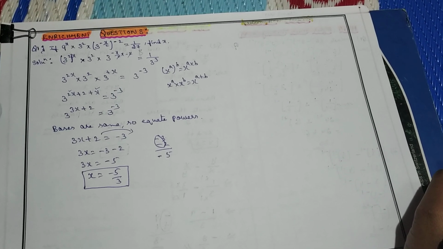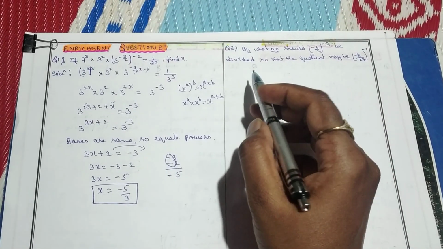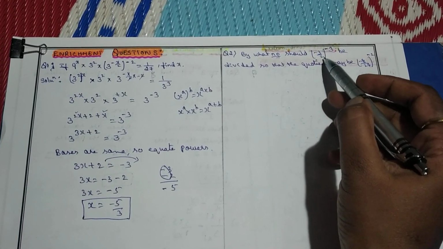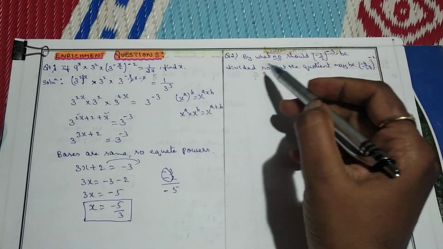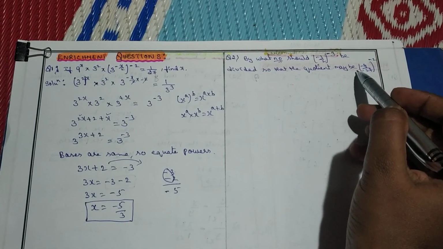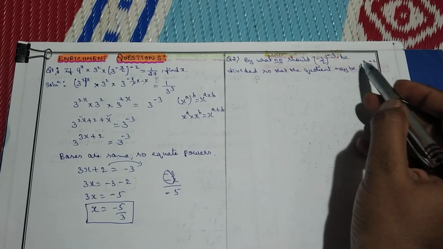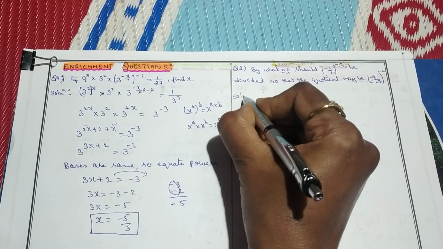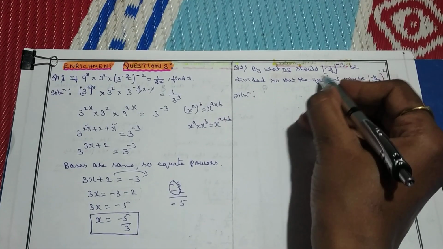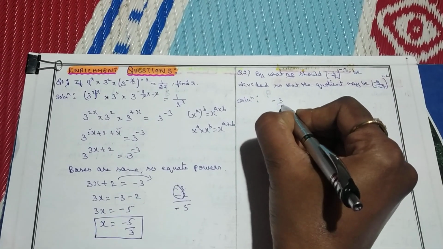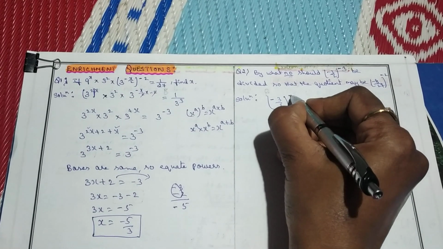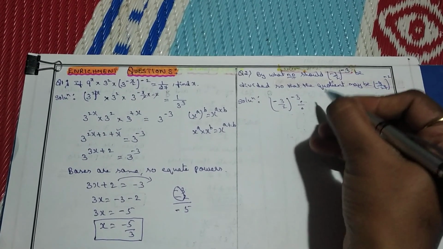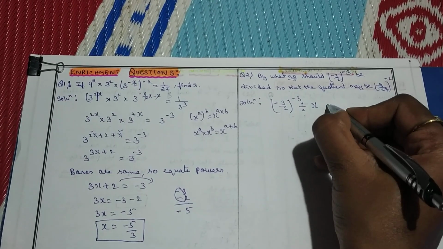Now let me solve the second question. Second question: by what number should minus 3 by 2 whole to the power of minus 3 be divided so that the quotient may be minus 8 by 27 whole to the power of minus 2? So bringing this statement to a mathematical statement, I have the number minus 3 by 2 to the power of minus 3. It should be divided by a number. So let the number divided be x if I consider.